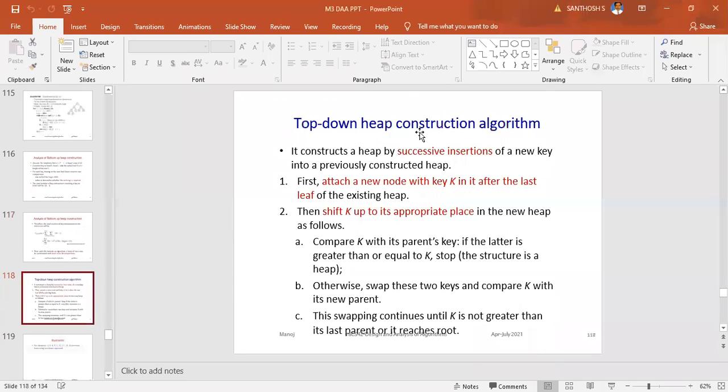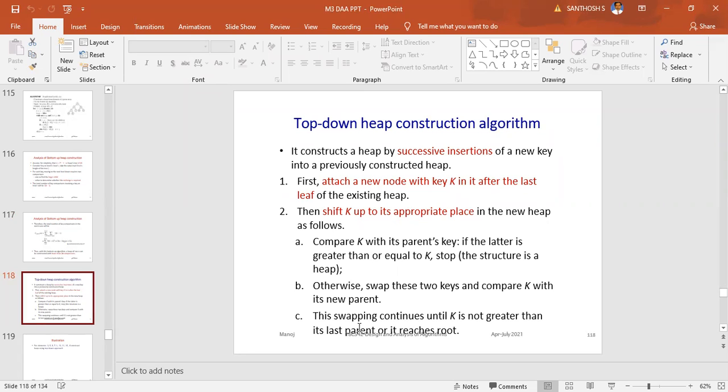So now come to the top-down heap construction algorithm. It constructs the heap by successive insertions of a new key into a previously constructed heap. First you need to attach a new node with key k in it after the last leaf of the existing heap. Then shift k up to the appropriate place in the new heap.